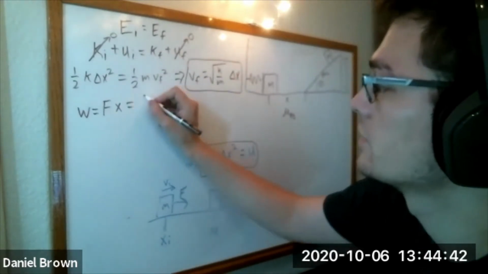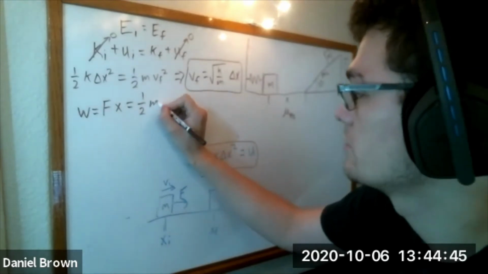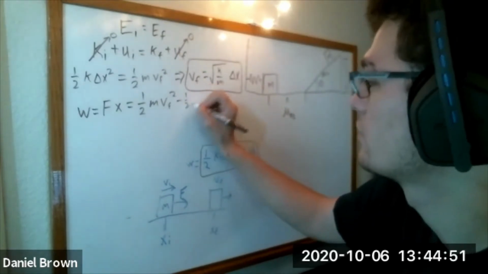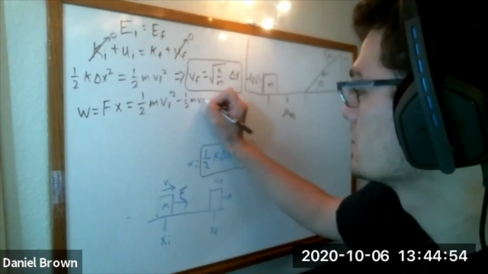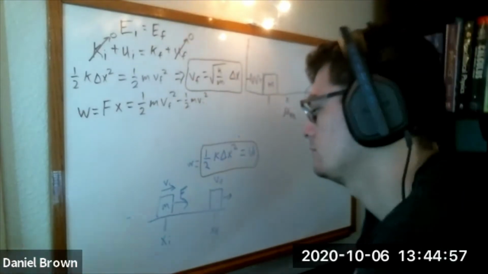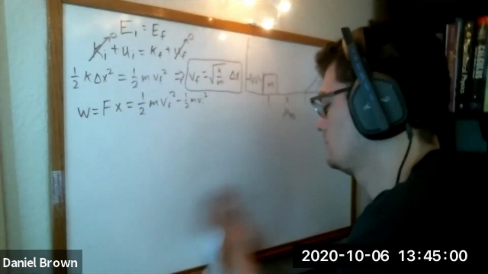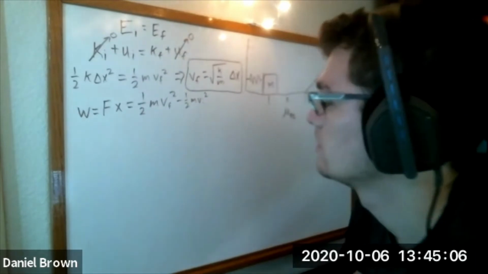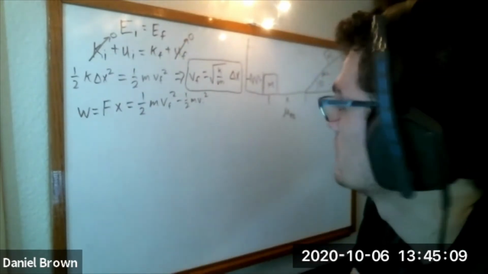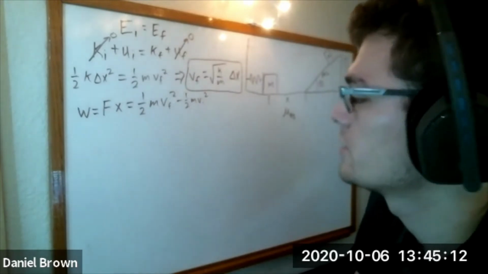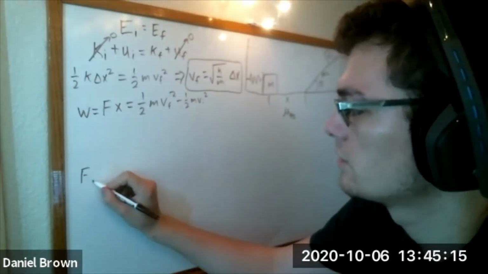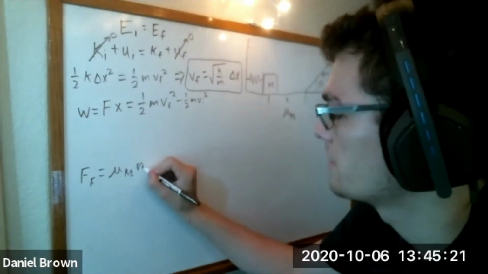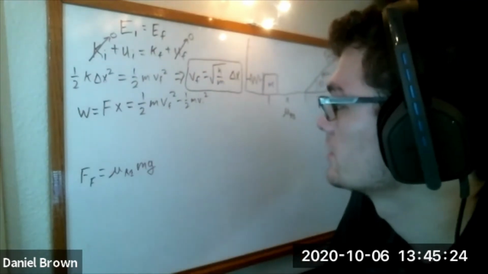And so then Fx is going to be equal to the change in kinetic energy, which is going to be 1/2 m vF squared minus 1/2 m vi squared. So the force here that this box is going to be experiencing is the force of friction. And so the force of friction here is going to be equal to mu K times mg. That's all it is.